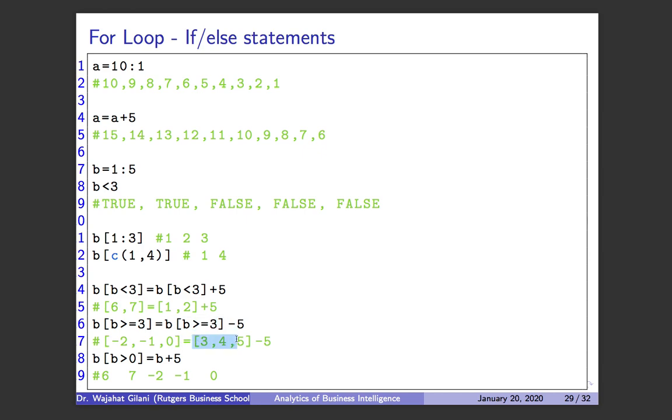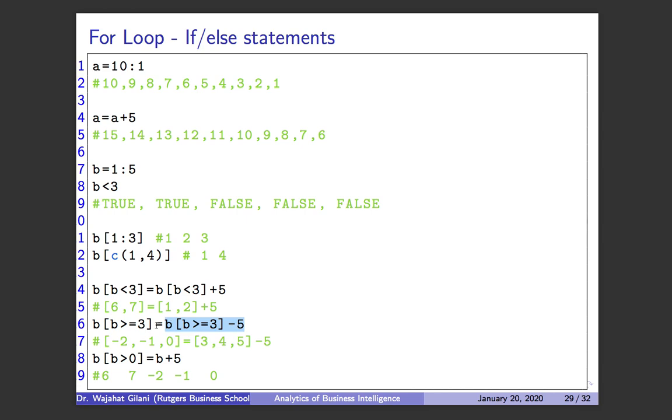So here I have 3, 4, 5. That's wrong. Here, it should be all of those elements. We subtract 5 from them. So if we subtract 5 from 6, 7, 3, 4, 5, what essentially do we get? We get a vector that's going to be 1, 2, -2, -1, and 0.